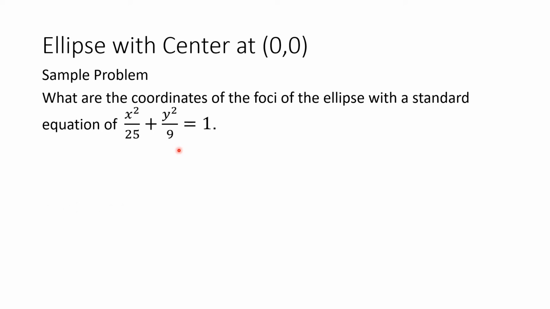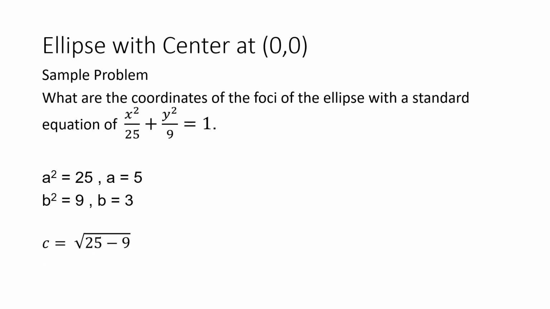And so, our a squared is equal to 25. And getting the square root of 25, our a now is equal to 5. Our b squared is 9, and so our b will be equal to 3. By using the formula in getting the value of c, c is therefore equal to the square root of 25 minus 9, or a squared minus b squared. So that is square root of 16, or simply c is equal to 4.